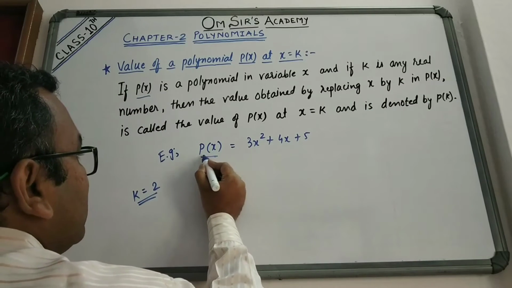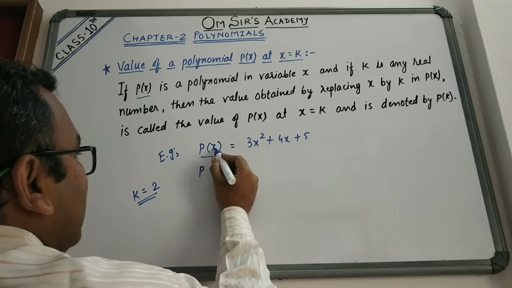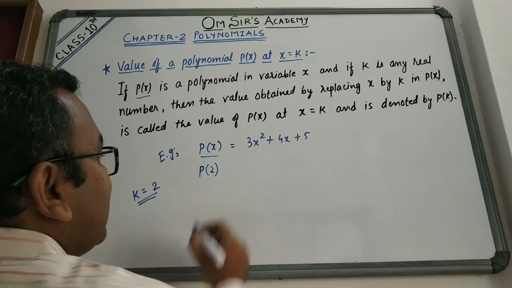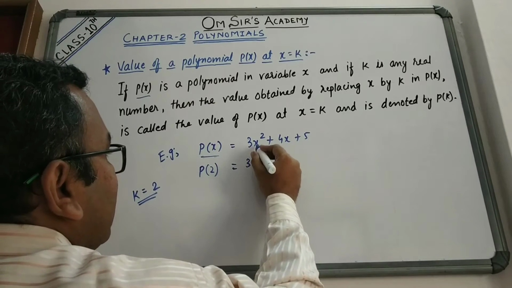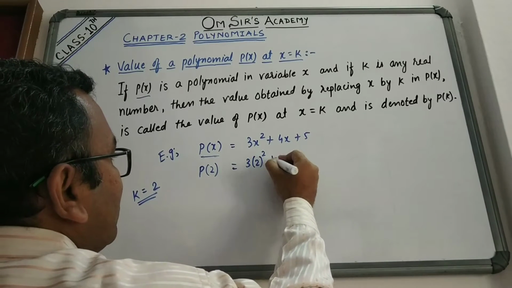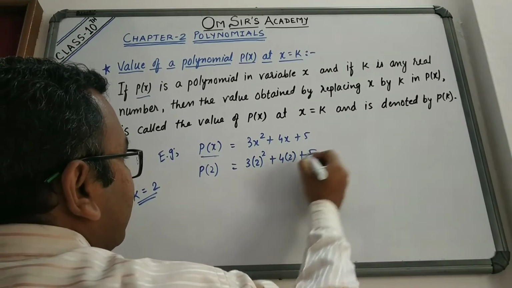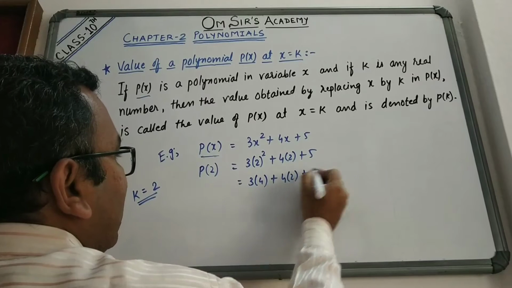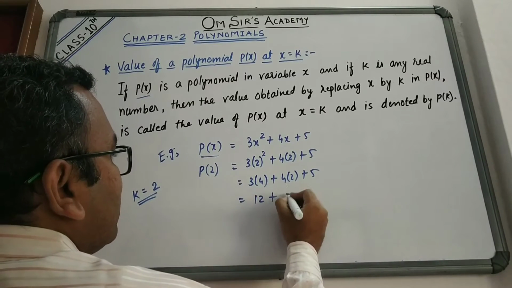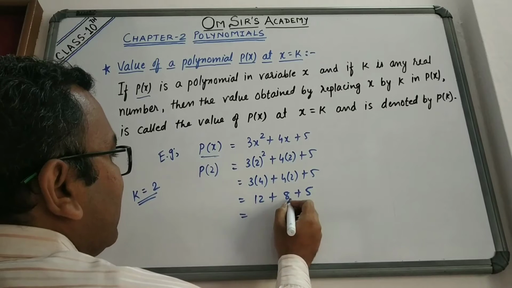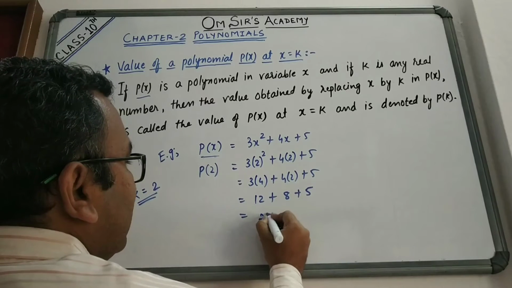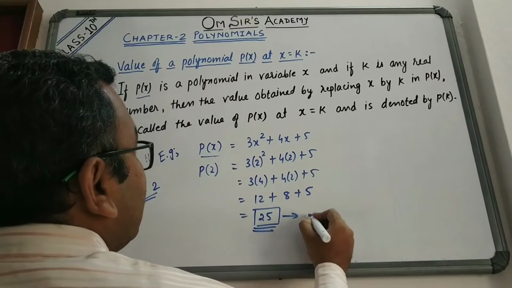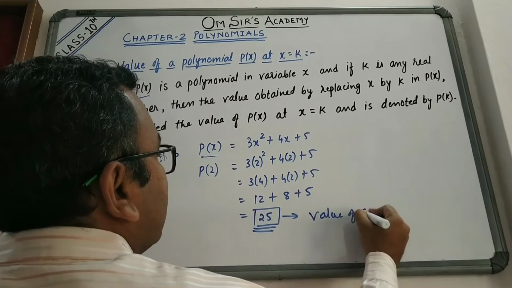So what I have to do is I have to replace x by k. So instead of x I have to place the value 2. So instead of x I am substituting the value 2. So what value I will get? 3 into x square की जगह पे 3 into 2 square plus 4 into 2 plus 5. So it will be 3 into 2 square is 4 plus 4 into 2 plus 5. So 3 4s are 12 plus 4 2s are 8 plus 5. So 12 plus 8 is what? 20 plus 5 is what? 25. So whatever answer I got is the value of a polynomial.